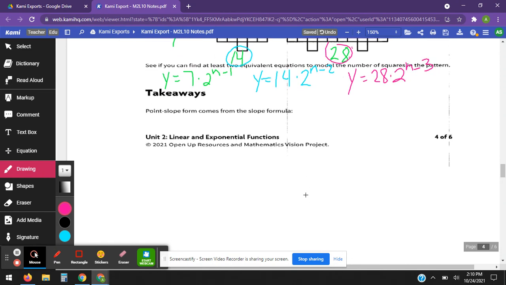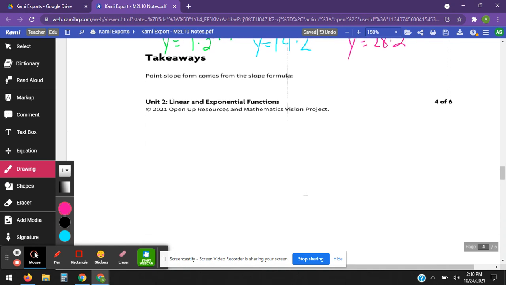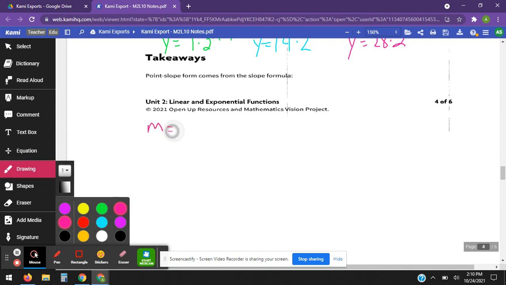All right, the point-slope formula comes from the slope formula. I'm going to prove that right down here. So let's go back to this one. Our original is, let's start with our slope. It's y minus y1 over x minus x1, so the change in y over the change in x.